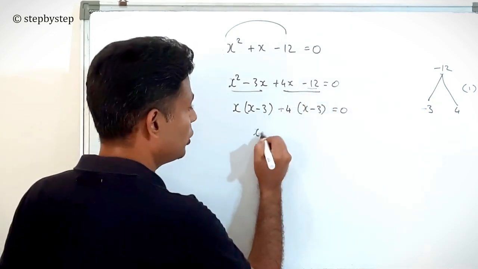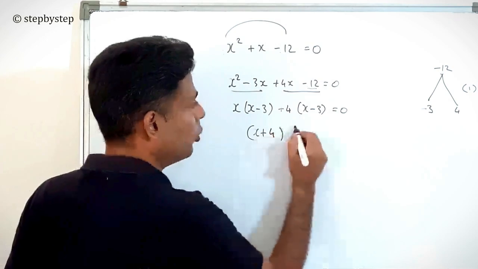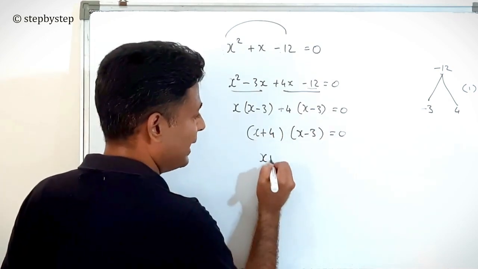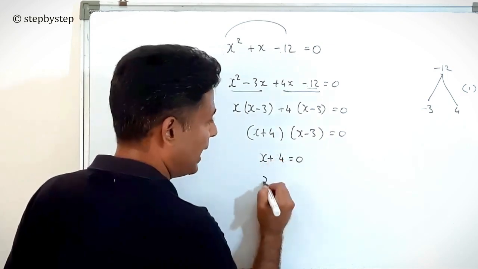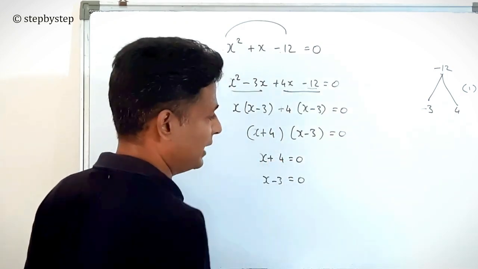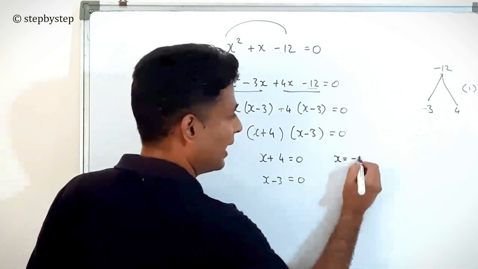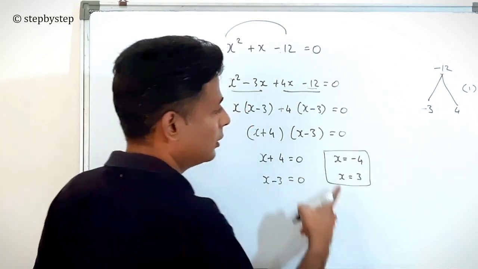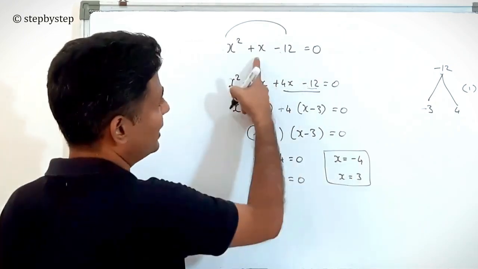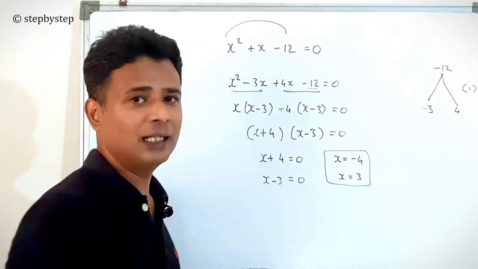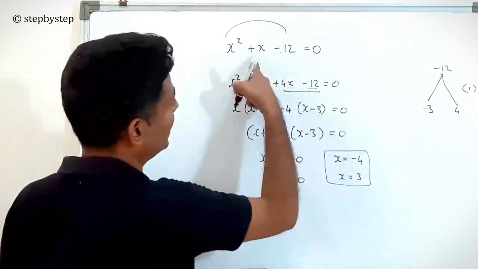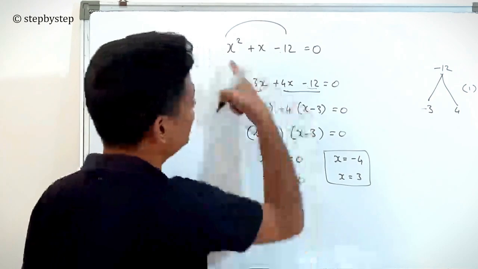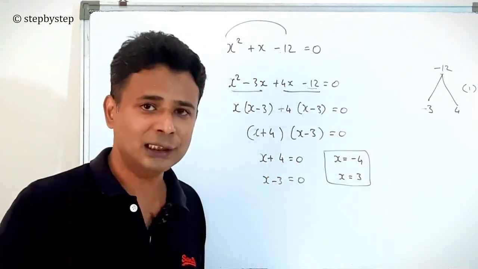So we get x plus 4 into x minus 3 equal to 0, which means x plus 4 equal to 0 and x minus 3 equal to 0, which means x equal to minus 4 and x equal to plus 3. So we have found the two zeros of this equation, minus 4 and plus 3. If you substitute minus 4 instead of x, the entire thing will become 0, or if you substitute 3 instead of x, the entire equation becomes 0.